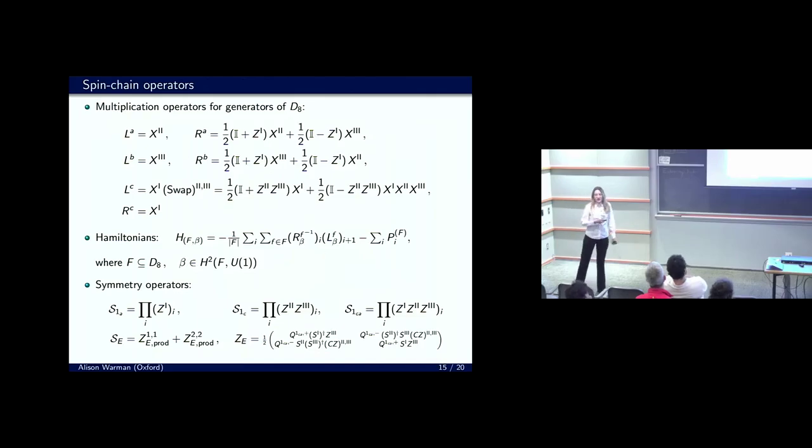Now, for the technical details, for whoever is interested, we can realize these left and right multiplication operators, which are basically generalizations of Pauli X. So these are all written as Pauli X on each subsite 1, 2, and 3. Notice here that L_C, which swaps A and B, is X_1 on the first qubit, and then a swap of 2 and 3, on which A and B are realized. The symmetry operators are instead diagonal and written in terms of Pauli Z, and here we have a more complicated expression for the 2-dimensional irrep E.